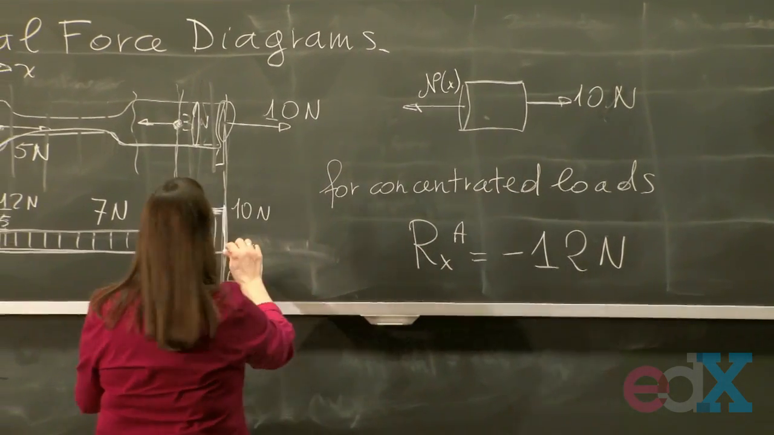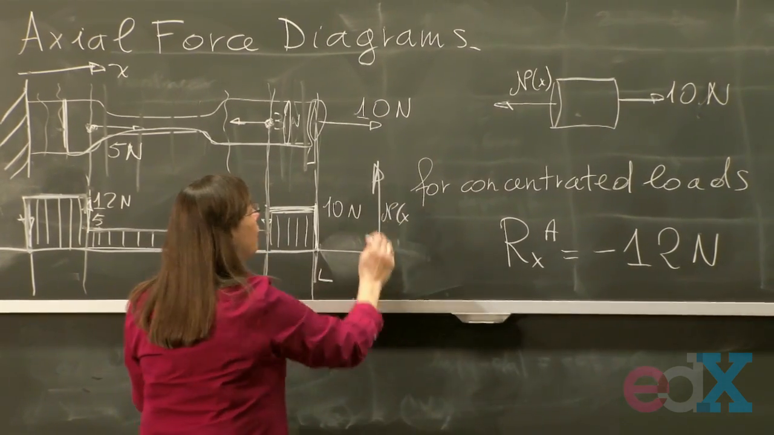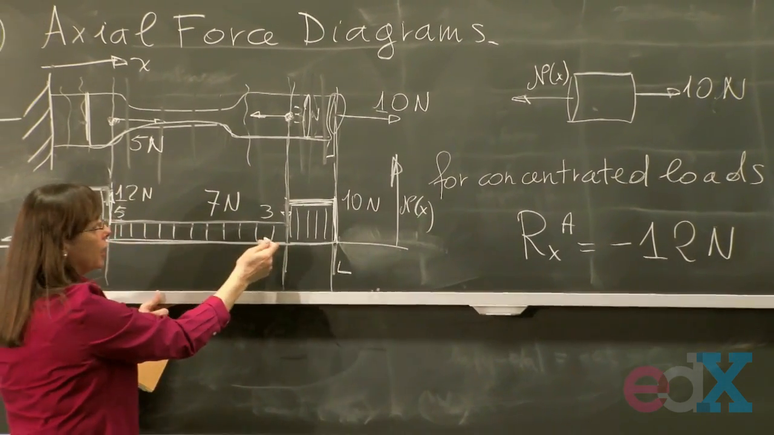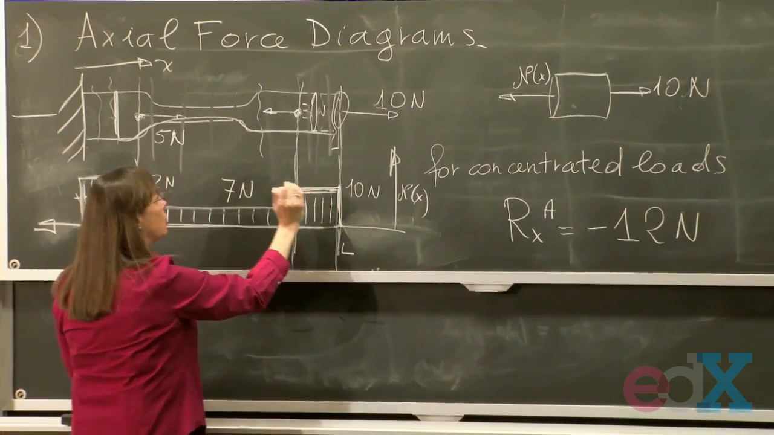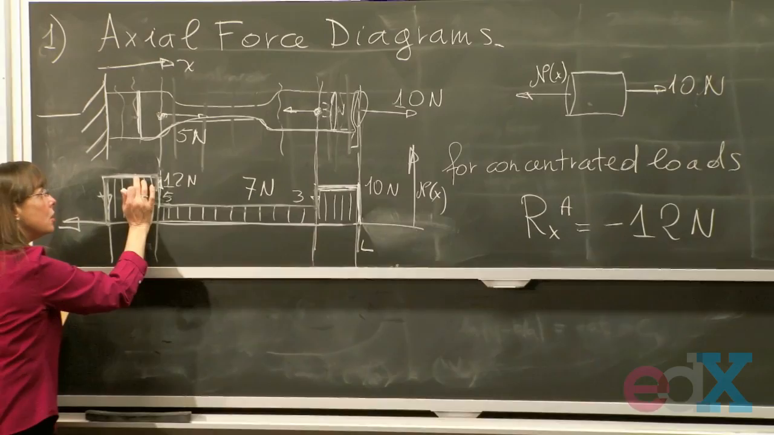So now my n of x is like that. If I do my n of x like this, walking like this is still going to be 10 newtons. This is still going to be 7 newtons. This is still going to be 12 newtons.